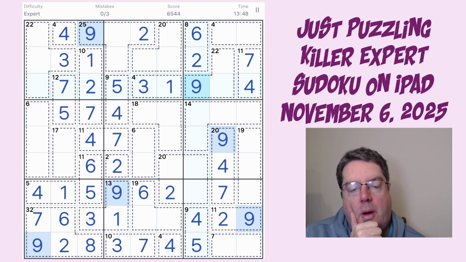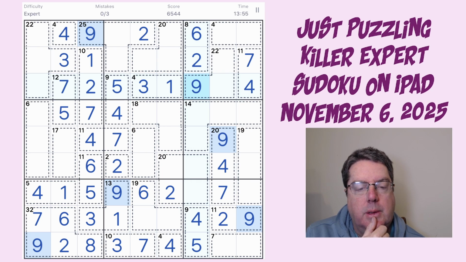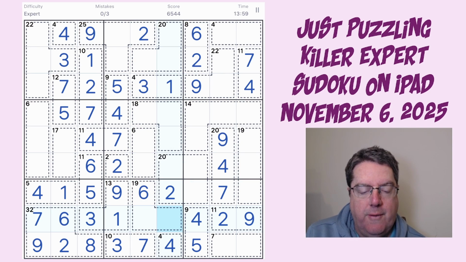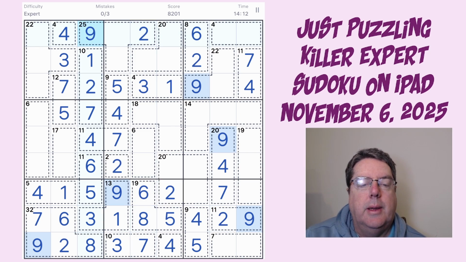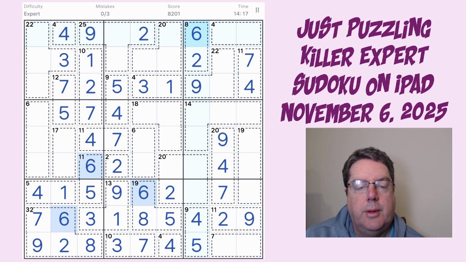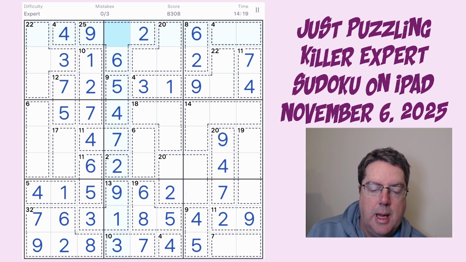8 and 5. Still don't know what the 5 is. 5 and 1, 5 and 1. So 5 is there, so this has got to be a 5, leaving this to be an 8. Okay. So this is 11, so this has got to be 8 and 6, because 9 and 5 is out because of that. So that's a 6, so this is a 6 here, leaving this to be an 8.